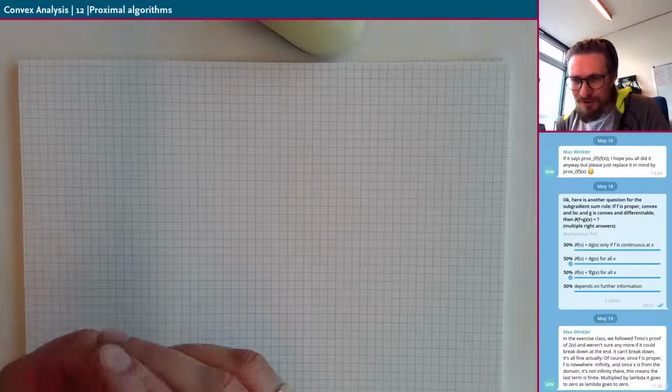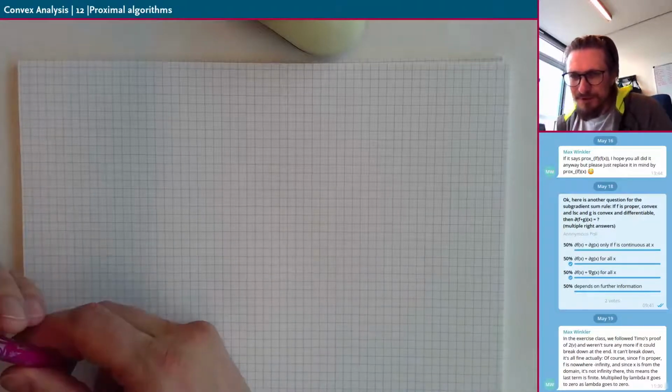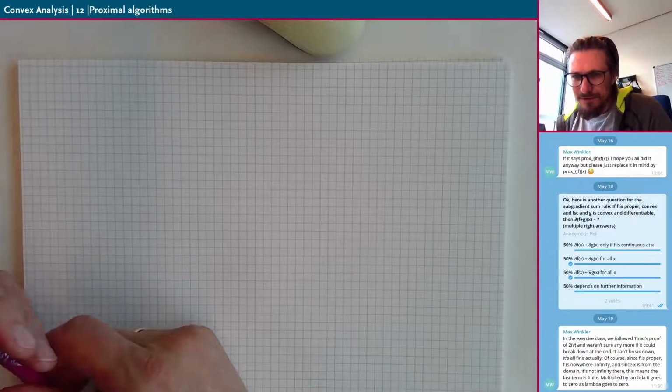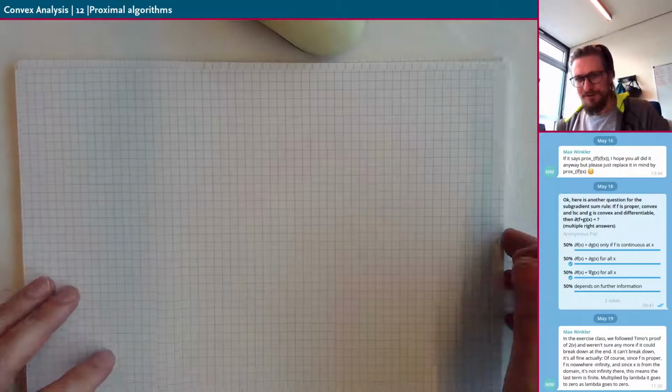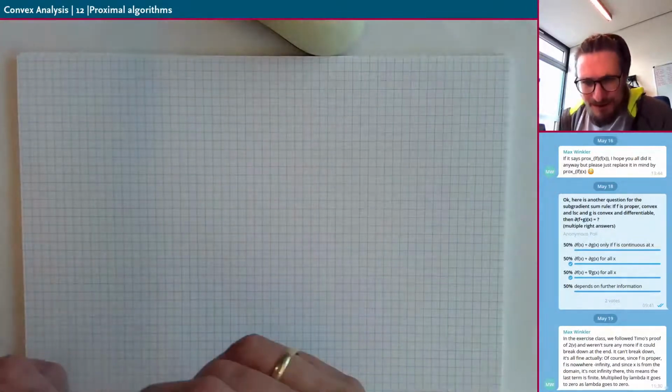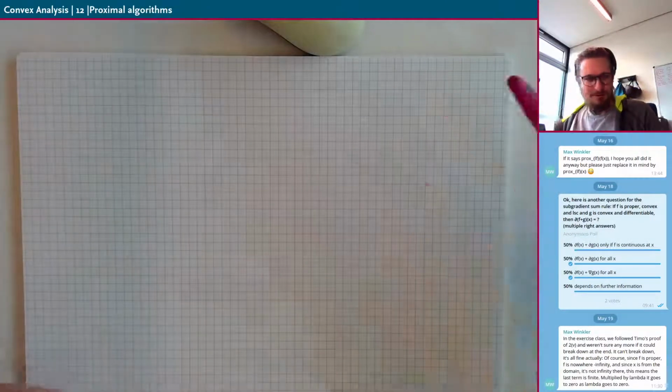projected subgradient, or there's a okay, so this is related to the exercise, so probably I'm not fast here. Okay, sorry.